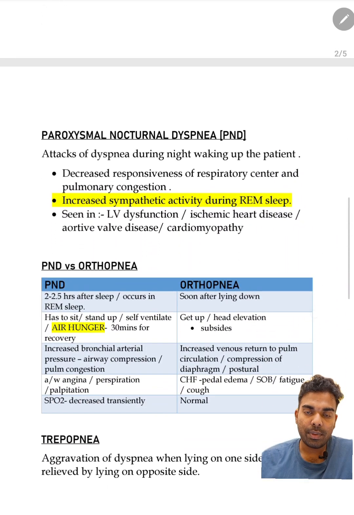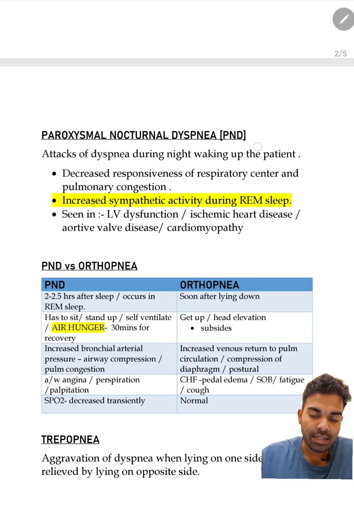The next term is paroxysmal nocturnal dyspnea or PND, where attacks of dyspnea occur during the night, waking up the patient. Why is this happening? They have theorized that it's caused by decreased responsiveness of the respiratory center and pulmonary congestion. During this phenomenon, there could be increased sympathetic activity during REM sleep. And this is very classically seen in LV dysfunction, ischemic heart diseases, aortic valve diseases, or cardiomyopathy.